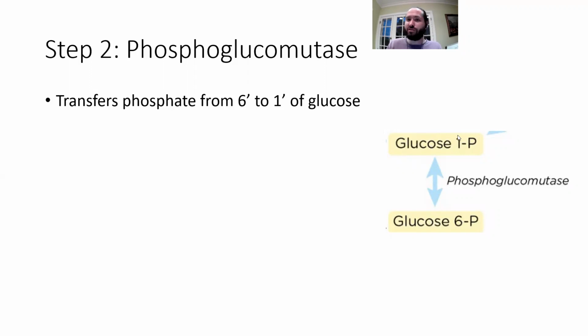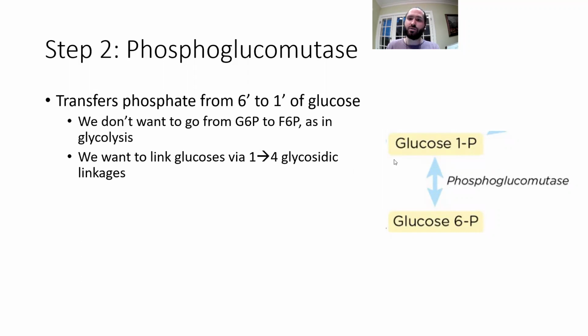Why would this enzyme want to put a phosphate on the 1' carbon of glucose in preparation for making glycogen? What is that 1' end of glucose going to do later? It's going to be involved in glycosidic linkages, where the linkages are 1,4 and 1,6. In this case, we don't want phosphoglucose isomerase, which would actually turn it into fructose 6-phosphate. We want to link glucoses via 1-4 and also 1-6 glycosidic linkages.